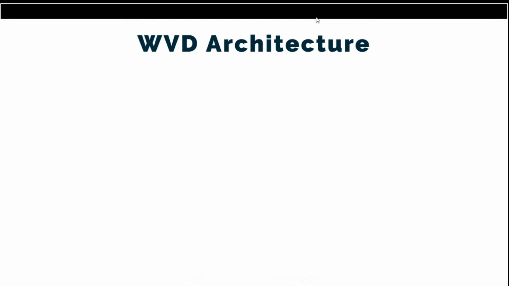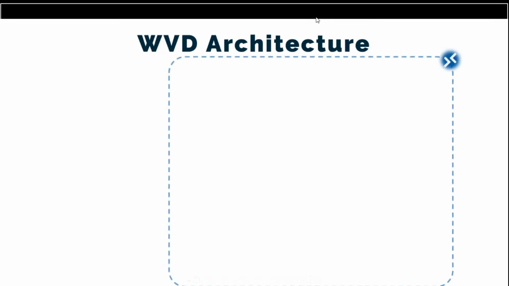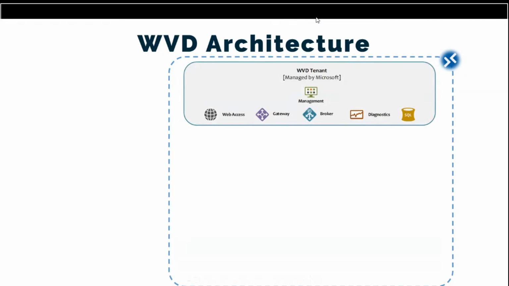We'll start with some diagrams, right? I like to show the architecture using the diagrams. So basically, Windows Virtual Desktop contains two types of components. One of them is managed by Microsoft. These are things like web access server, gateway, broker, diagnostics, SQL, and management portal.